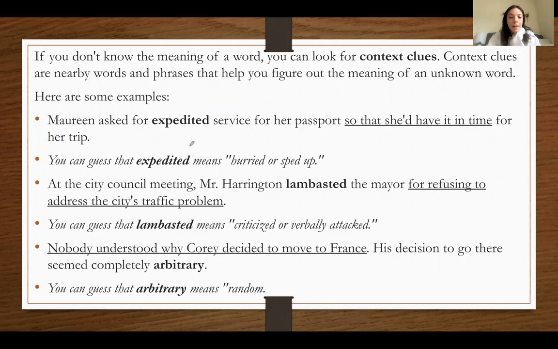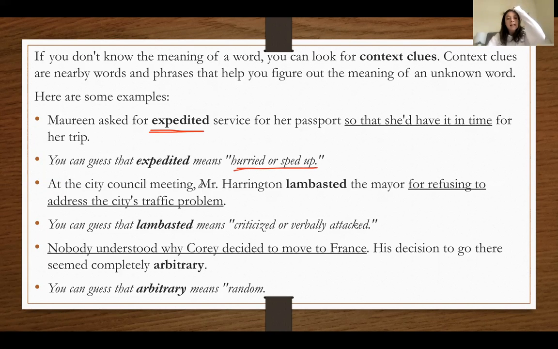for her trip. So you don't know what expedited means, but from the sentence we can see that she needed her passport at a faster rate because she needed to have it in time for a trip. So we can assume that expedited means hurried or sped up.